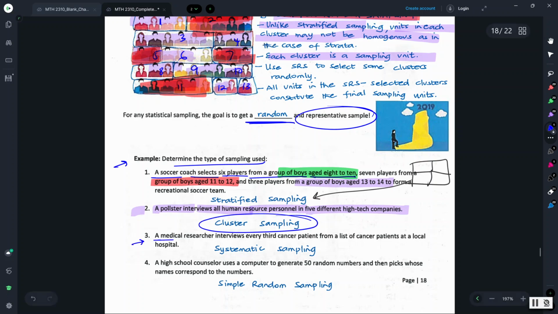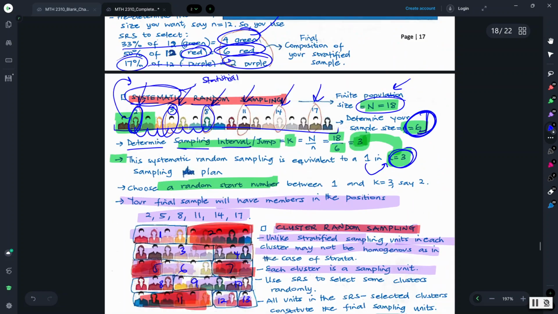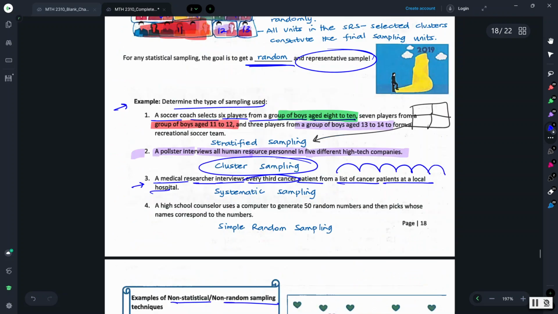Then 3: a medical researcher interviews every third patient from a list of cancer patients at a local hospital. This reminds me of jumps, 1 in every 3. Does that remind you of the example we did here? This is systematic random sampling.